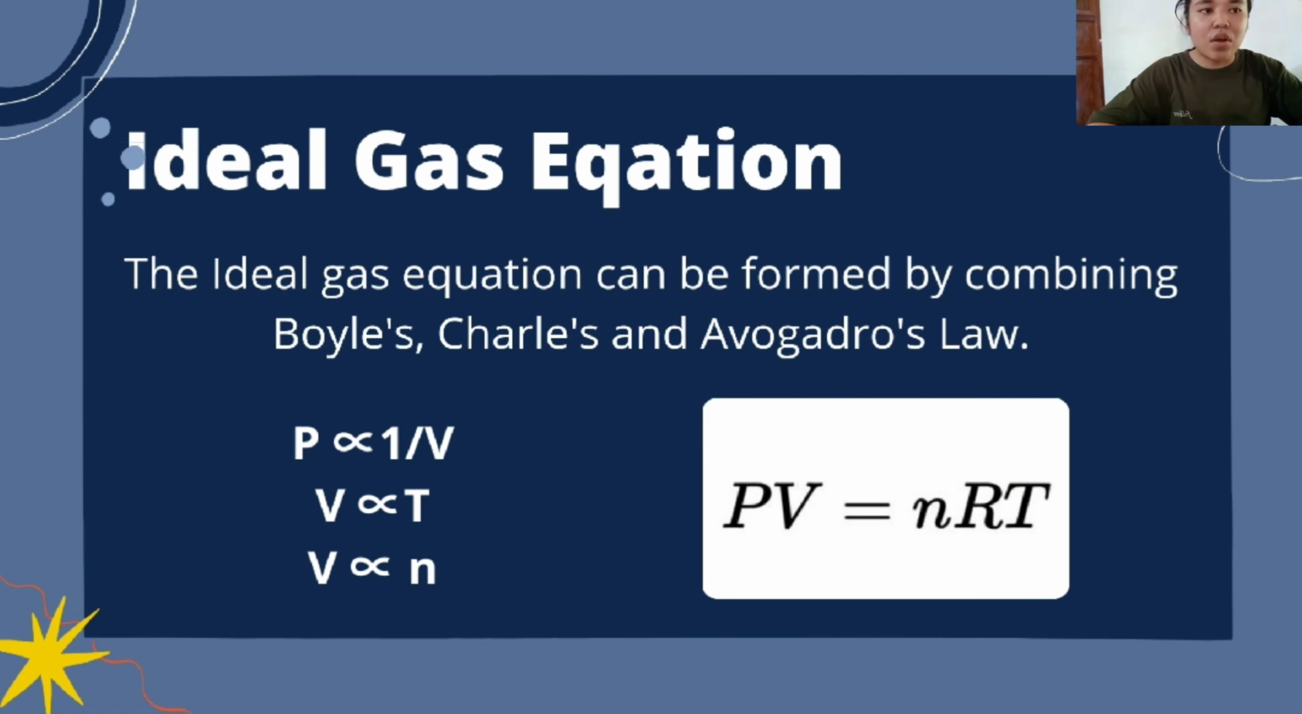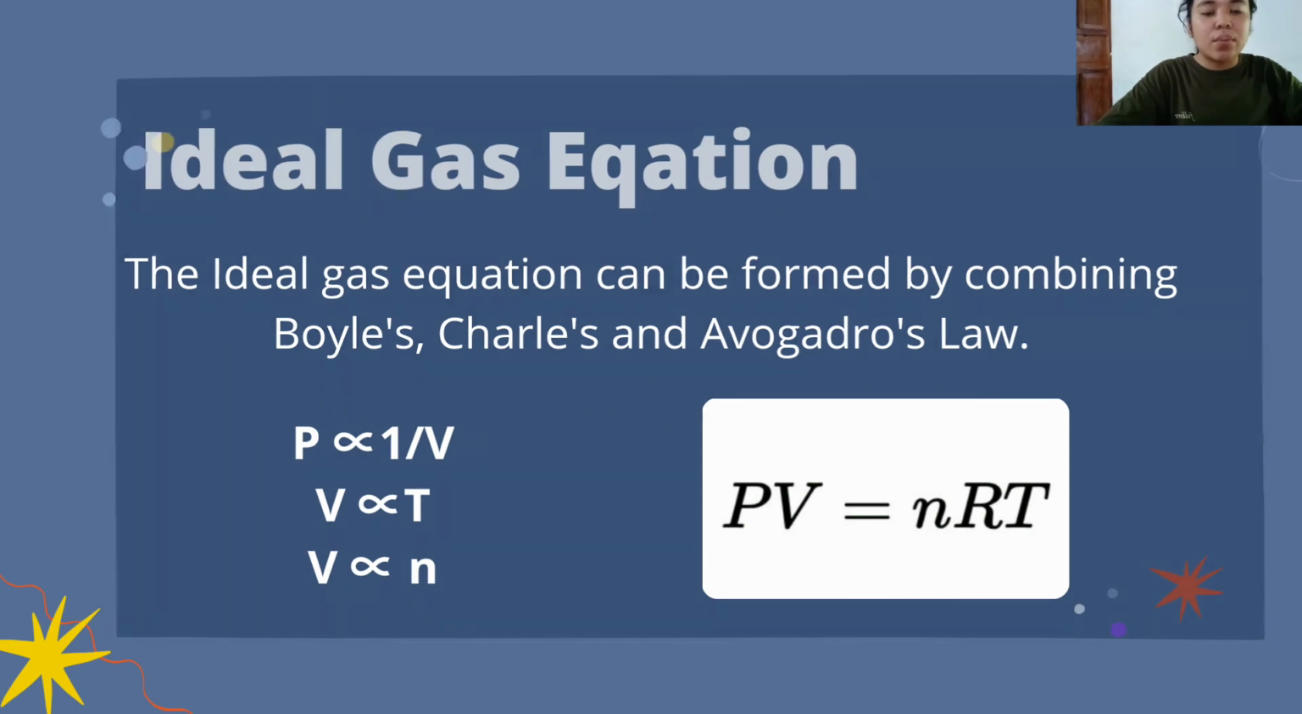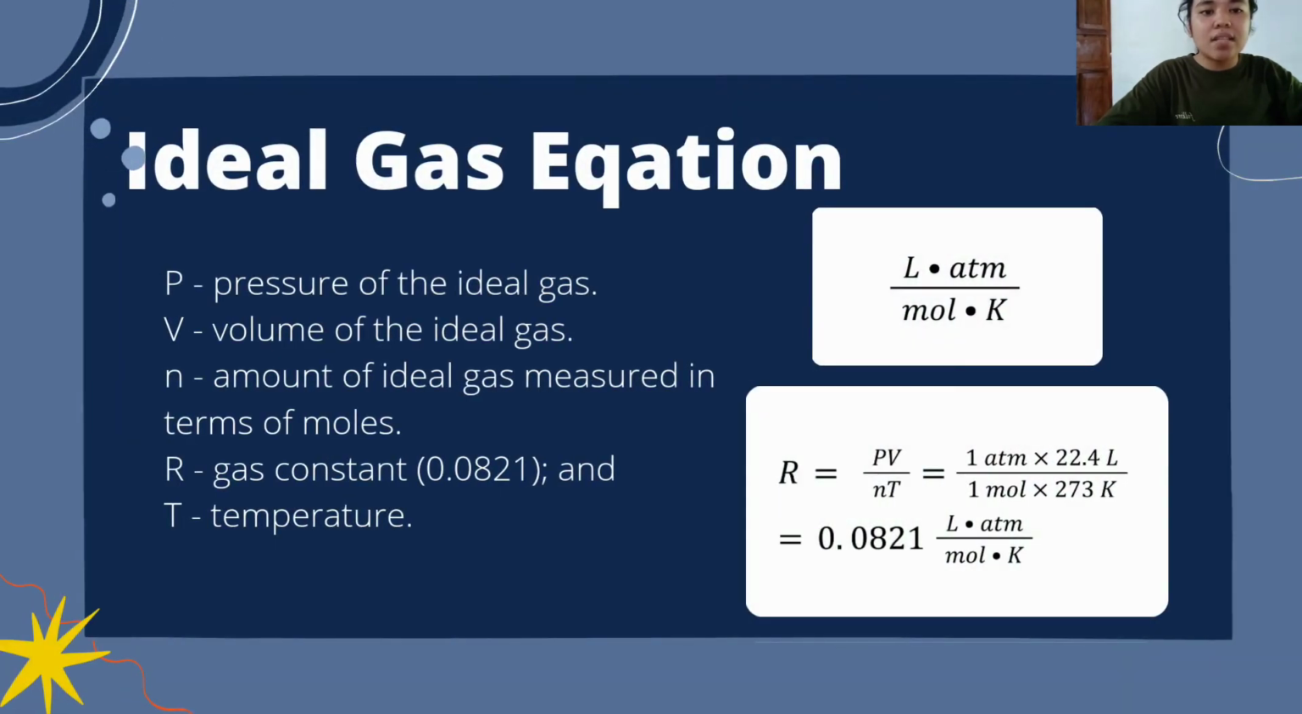In this equation, we make relations between the gas's pressure, volume, temperature, and quantity of moles. So, this is the equation used for an ideal gas. PV is equal to nRT, where P is the pressure of the ideal gas, V is the volume of the ideal gas, n is the amount of ideal gas measured in moles, R is the gas constant, which has the value of 0.0821, and T is the temperature.